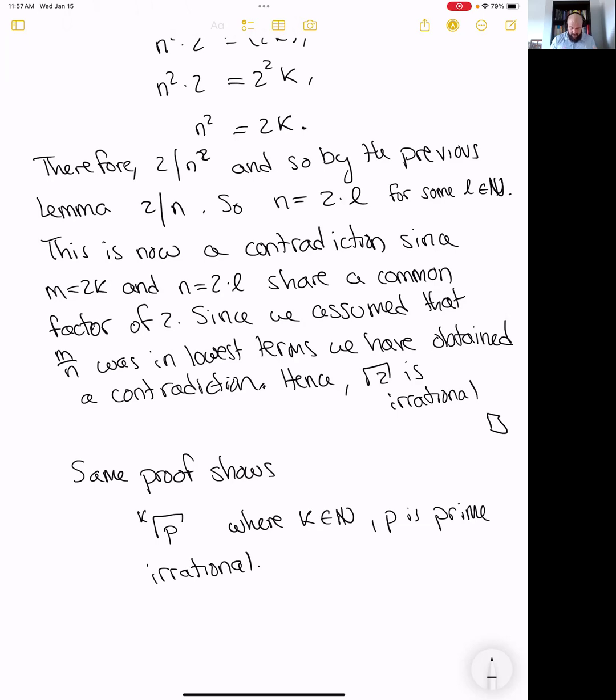It turns out, though, that there are many more irrational numbers, and actually there's a way to say that the size of the set of irrational numbers is strictly larger than the size of the rational numbers. And we'll see that later on when we talk about cardinality of sets.